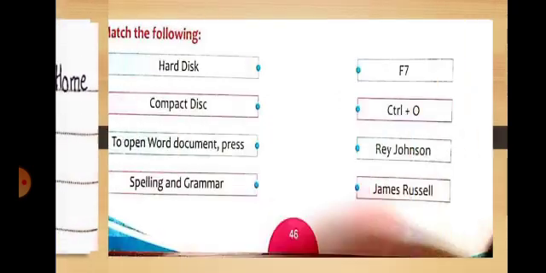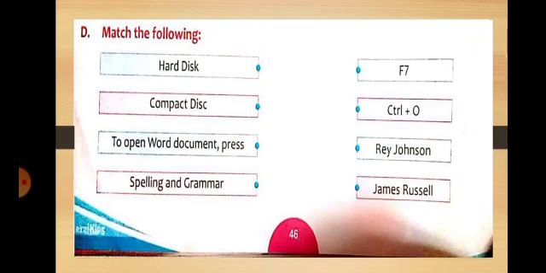Now, take a pencil and a scale to mark the answers. You have to match the given words or sentences. So, first one, hard disk. Hard disk was invented by Ray Johnson. So, take a scale and a pencil and draw a straight line over there. Now, compact disc was invented by James Russell. So, draw the line between the two dots.